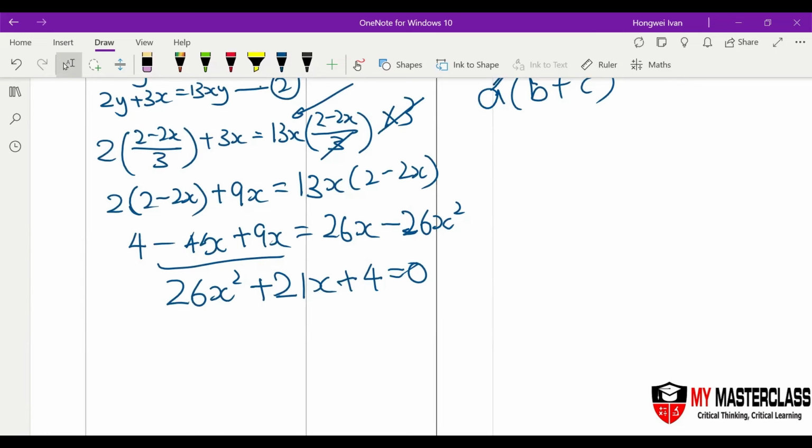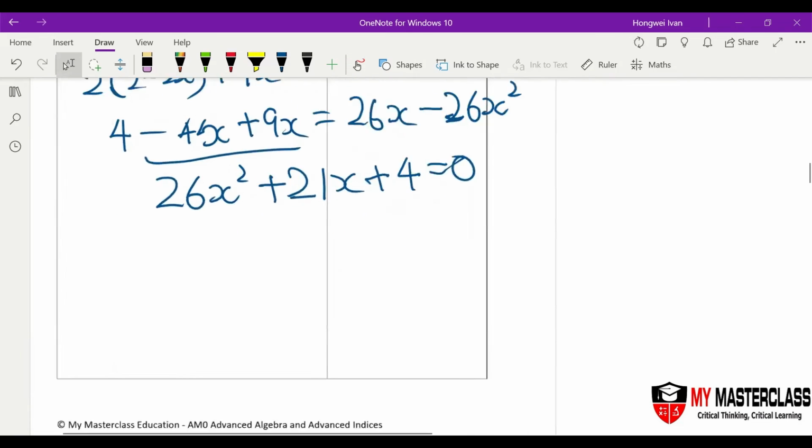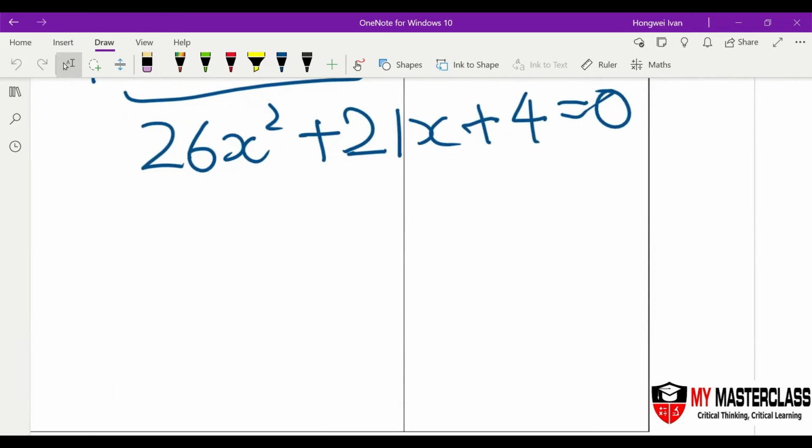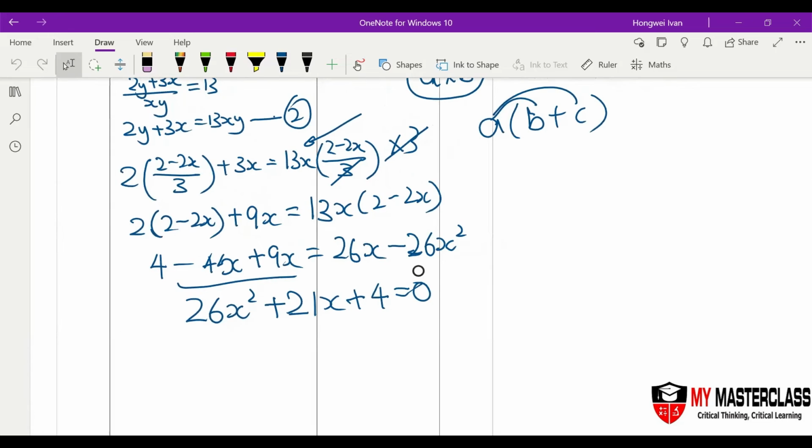Haven, tell me, is it rational or irrational? Actually, I meant Hayden. Rational or irrational? Mr. Ivan, isn't it supposed to be negative 21x? Negative 21, huh? Yeah, you're right. Thank you. Rational or irrational?